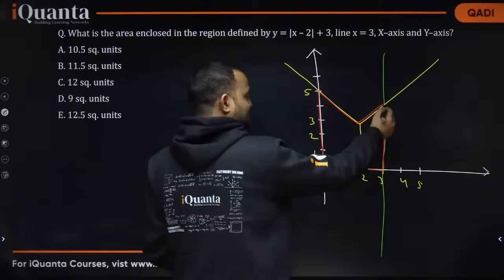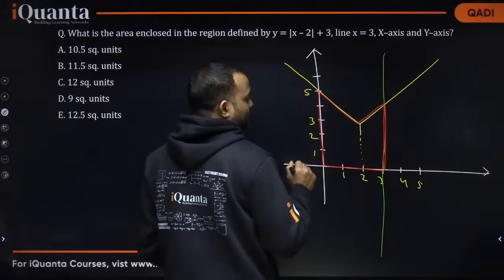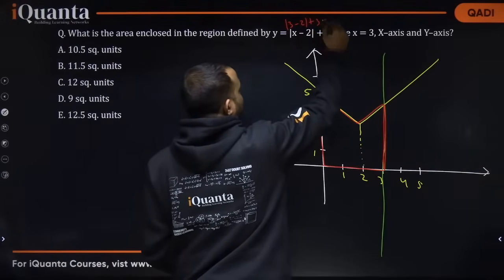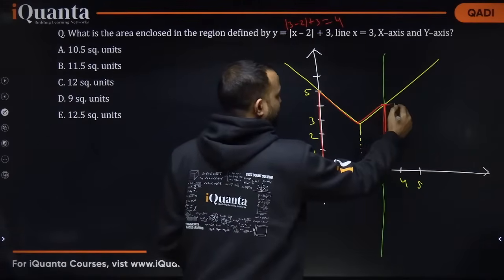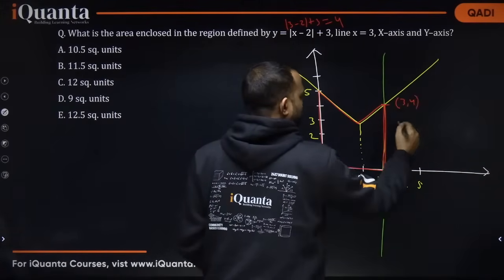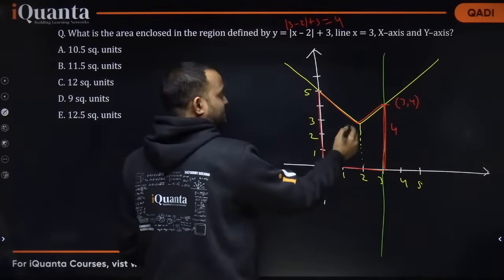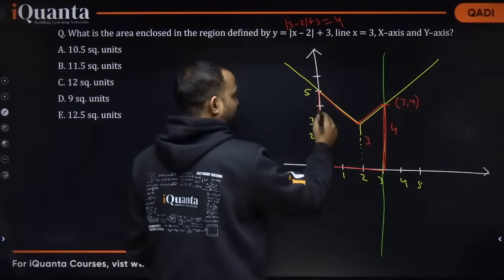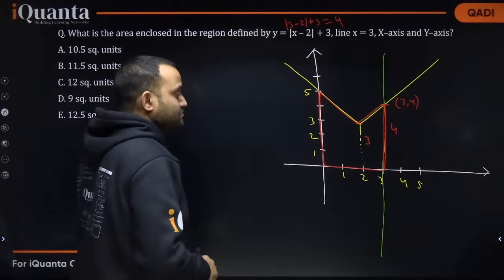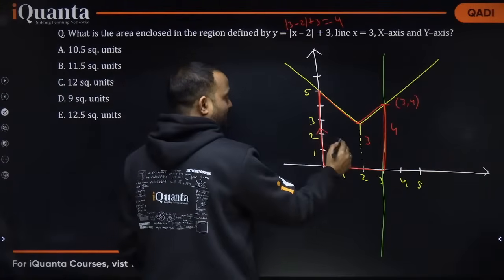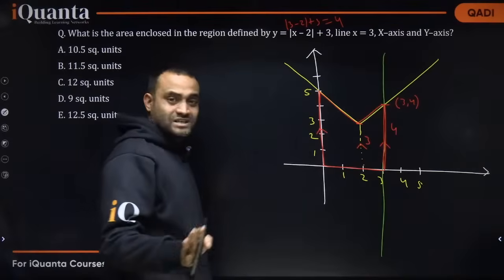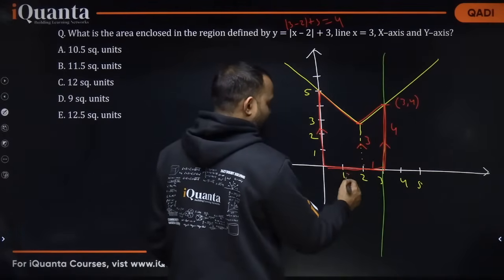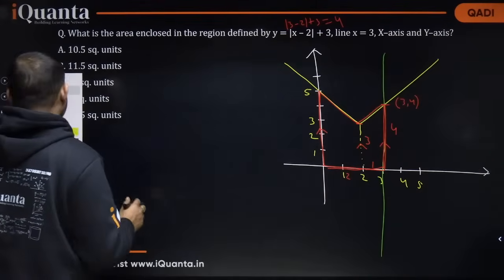What will be this length? When you put x equal to 3, mod of 3 minus 2 plus 3 is equal to 4. So this point will be (3, 4). So this height is 4. What is this height? When you put x equal to 2, this height is 3. This height is 5, right? This height is already 5. All of these will be parallel to each other. So there are two trapeziums that you can see. This length is 1 and this length is 2. The height is 1 and 2. What can we say about the area?